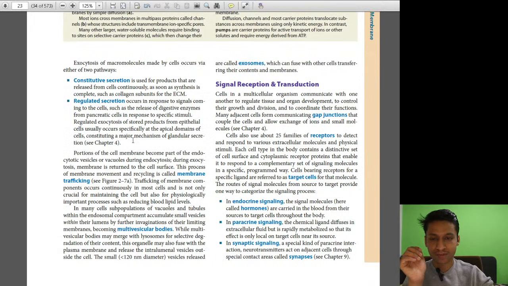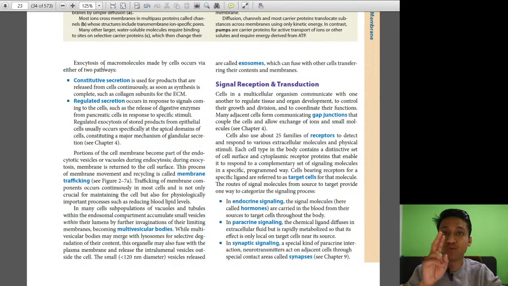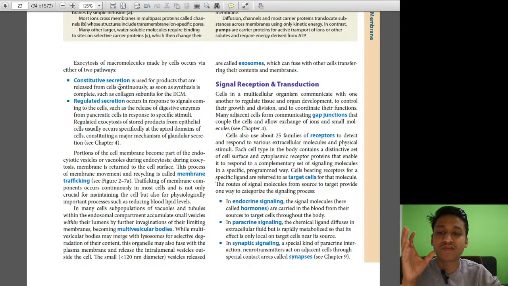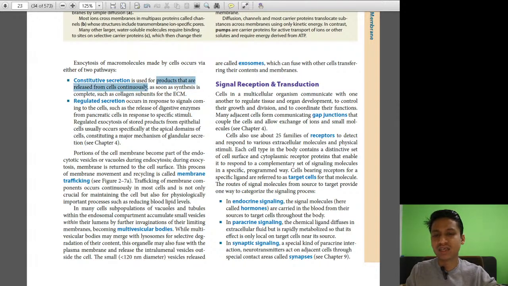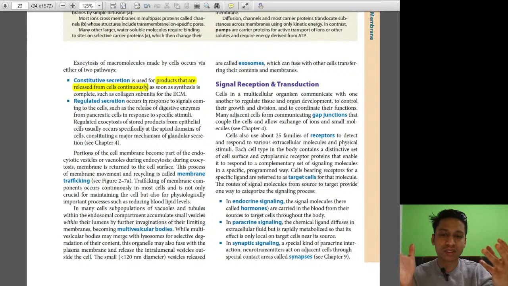Okay, exocytosis. So exocytosis of macromolecules made by cells occurs via two ways: constitutive secretion and regulated secretion. Constitutive secretion is used for products that are released from the cell continuously as soon as synthesis is complete, such as collagen subunits for the extracellular matrix. So we will just highlight that all the products that are released continuously are exocytosed by a pathway called constitutive secretion. Collagen, as an example, makes a big component of the extracellular matrix, and we will study the contents of the extracellular matrix and the different collagen fibers in later chapters. For now we need to know that collagen is a subunit of the extracellular matrix and is exocytosed by constitutive secretion. We have regulated secretion.